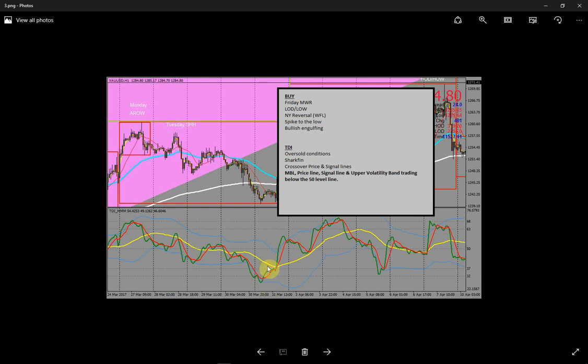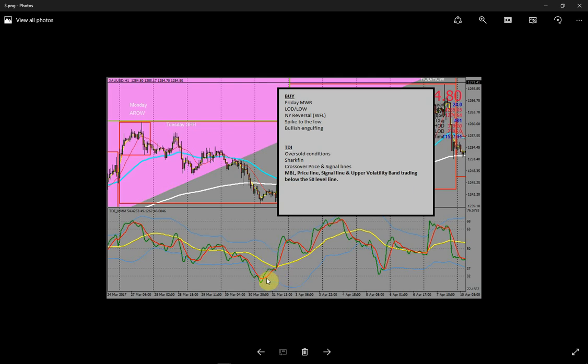So what else do we have? We have a lower squeeze now. We don't have that, but it says market baseline, price line, signal line, and upper volatility band trading below the 50 line. This is what I'm referring to here. You see how this upper volatility blue line is trading below the 50 line. The 50 line is that thin line that cuts off the above part and the lower part. Meaning, if everything is below this line, it's oversold, or it's just negative market sentiment. You understand?